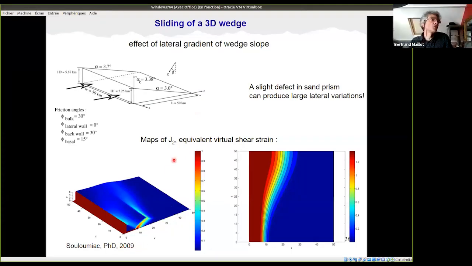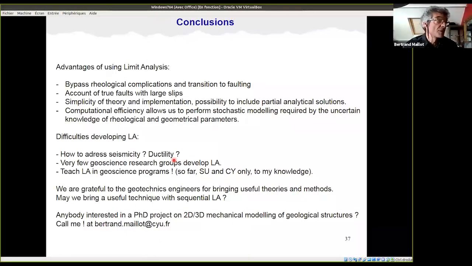And finally, my conclusions. There are many advantages using limit analysis. We bypass the complications and the transition to faulting, which poses some severe difficulties when using finite elements and the full problem. We can account for true faults with large slips, which is a rule in shallow tectonics. The theory is sufficiently simple that we can even produce partial analytical solutions. And the computational efficiency is very important because it allows us to perform stochastic modeling.